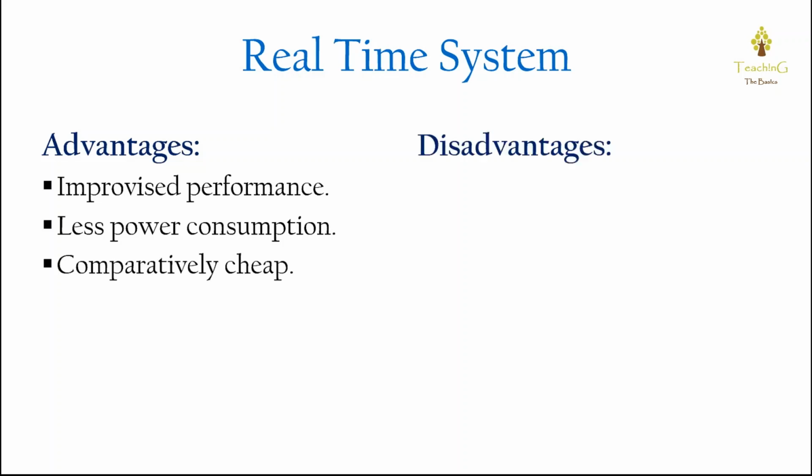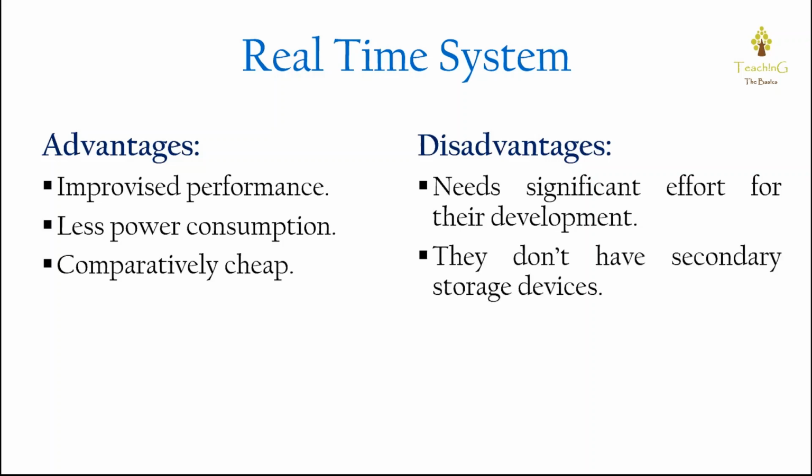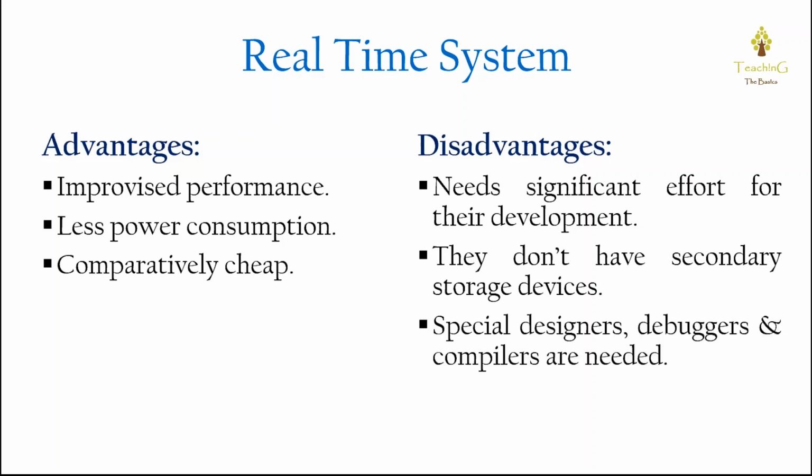So what are the disadvantages of a real-time system? The first one is that it needs significant effort for development. They don't have secondary storage devices. Yes, the real-time system doesn't have a secondary storage device. The third point is that special designers, debugging tools, or compilers are needed to make the real-time system work.